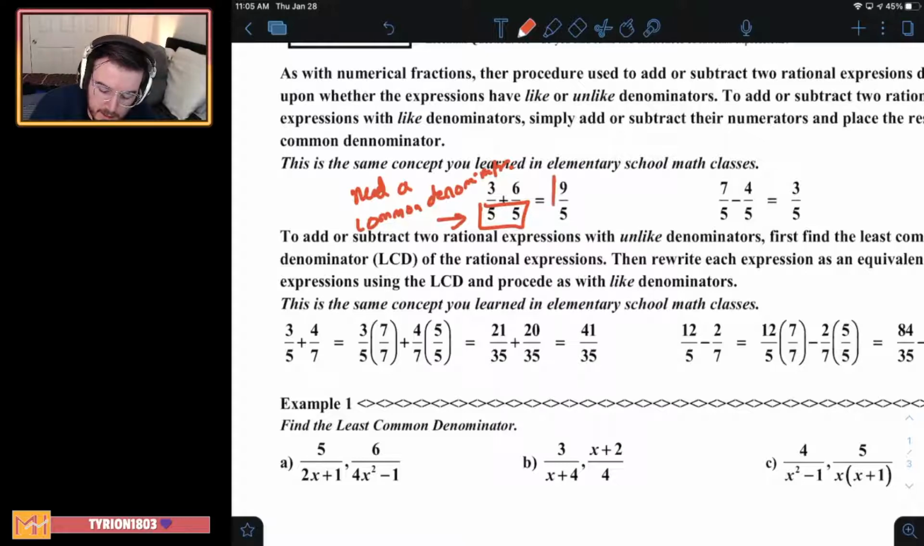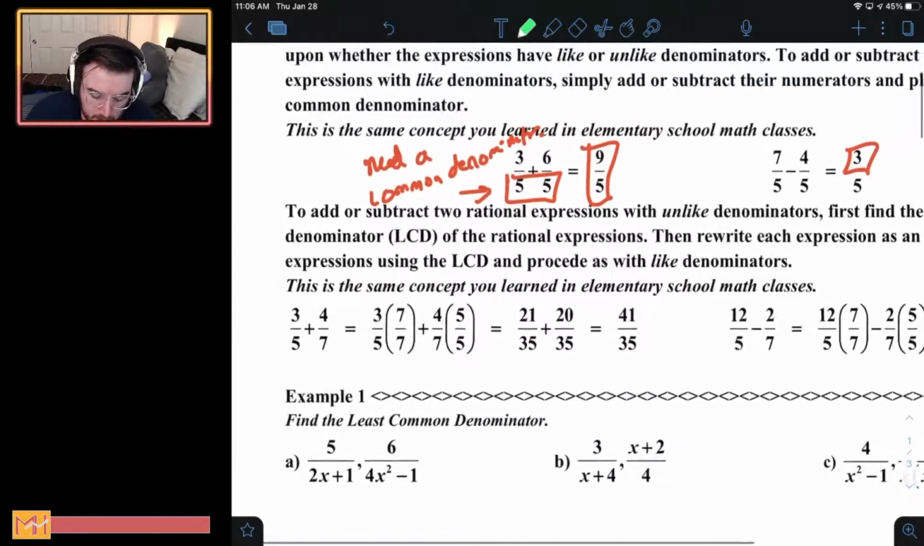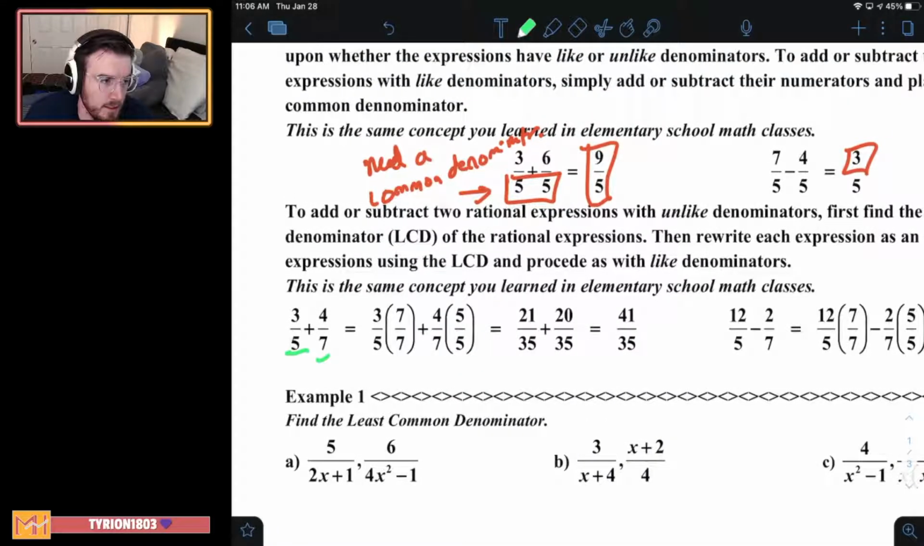3 plus 6 is 9, and we get 9/5. We can subtract these, and 7 minus 4 is 3, and we get 3/5. But what happens when the denominators aren't the same? Well, we have to get a common denominator. So we have 5 and 7. Well, how can we convert those into the same denominator?